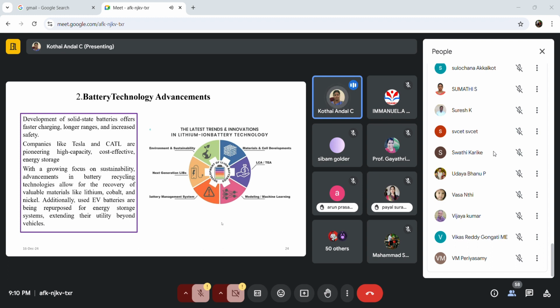Now, regarding recent trends and innovations, all the vehicles nowadays use lithium-ion batteries because of their advantages. But in future, more research and development is happening on solid-state batteries. Lithium-ion batteries can be replaced by solid-state batteries because of higher power density and less leakage. In lithium-ion batteries, we are using liquid electrolytes.